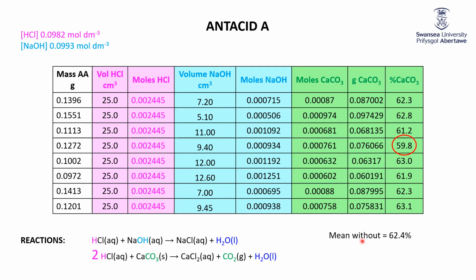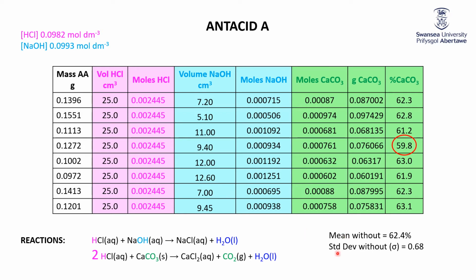So ignoring the 59.8, the mean is 62.4. The standard deviation without this is 0.68. Okay, not going to go into how you calculate standard deviations. Essentially, your calculators and Excel do it for you quite nicely. But the standard deviation is simply the average difference of each data point from the mean. Okay, and so if it deviates too far from the mean, it's probably not a very good piece of data.